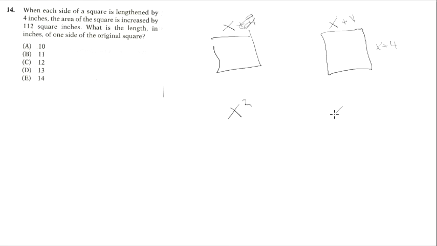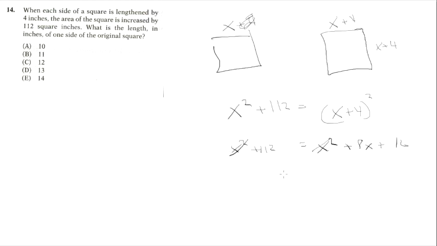The area of the second one is x plus 4 squared. Okay, but the area is increased by 112, so x squared plus 112 equals this. Okay, so if we multiply this out, we have x squared plus 8x plus 16, equals x squared plus 112. The x squareds here cancel.